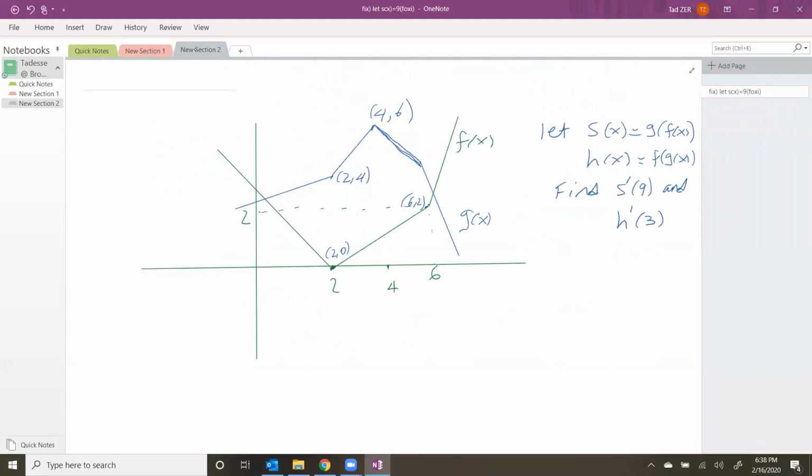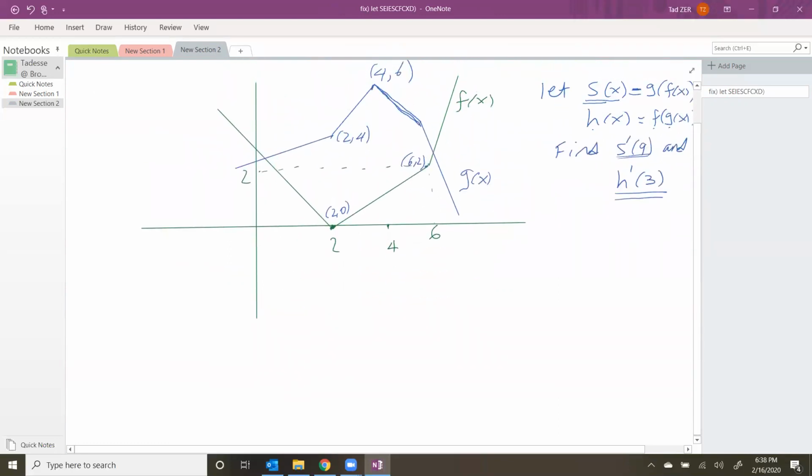The next example says you are given the graph of f and g, and I gave you some points. You'll see why I wrote these points. You may be given them like that, or you should be able to read them from the graph. So now the question is, let's say you have two functions, s of x, which is nothing but the composition of g and f, and h, which is the composition of f and g. We want to find s prime at 9 and h prime at 3.